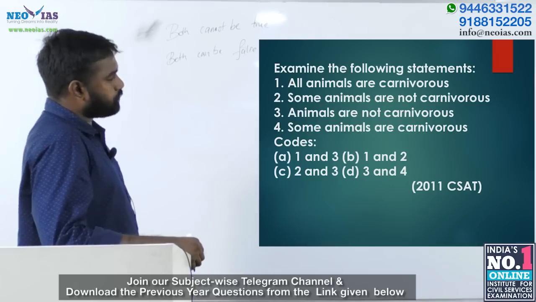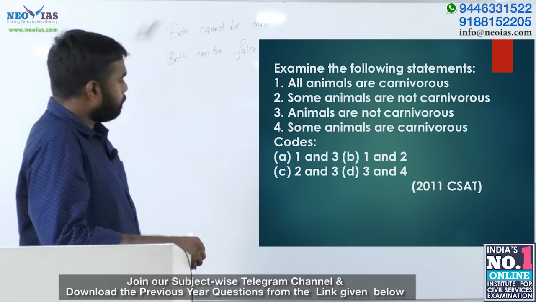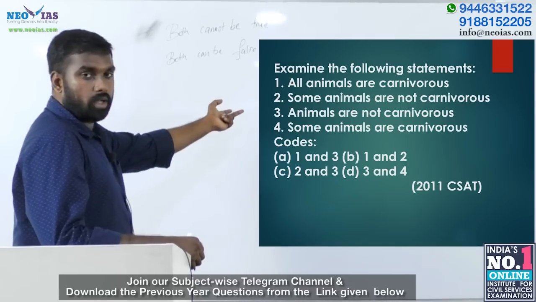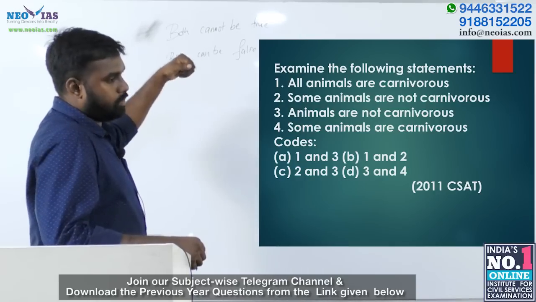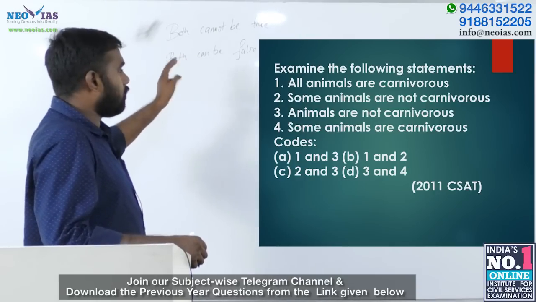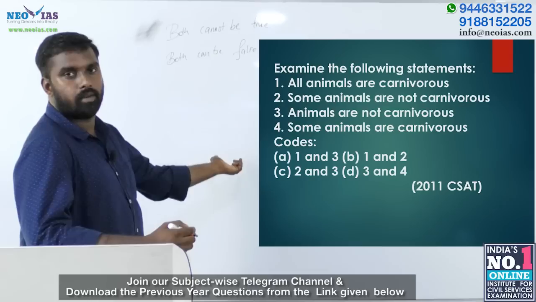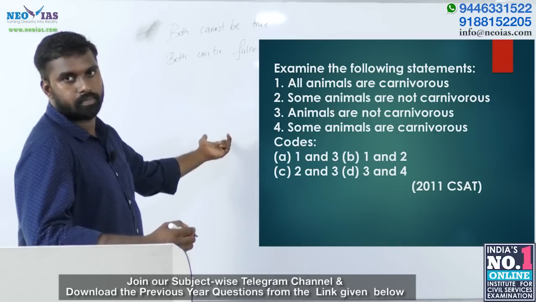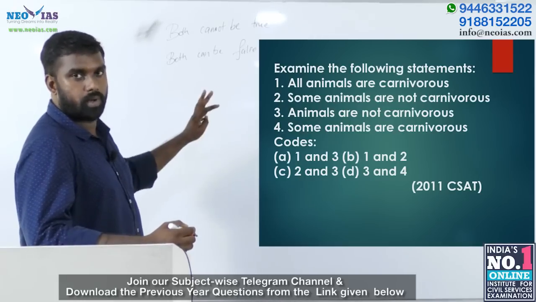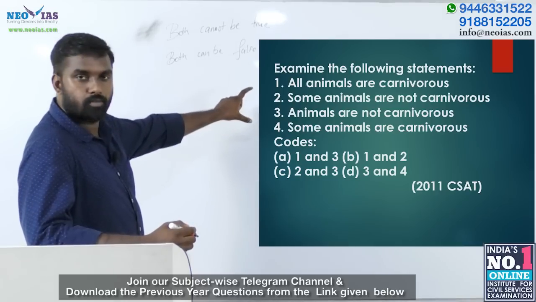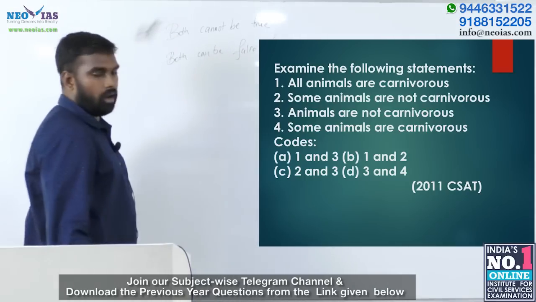Can both be false? If all animals are carnivorous is false, it means there may be some animals who are carnivorous or may not be, but not all. And animals are not carnivorous, if false, means animals may be carnivorous or not, but we cannot say that animals are not carnivorous. So these conditions are somewhat matching each other, right? So in the false statement also they are true.